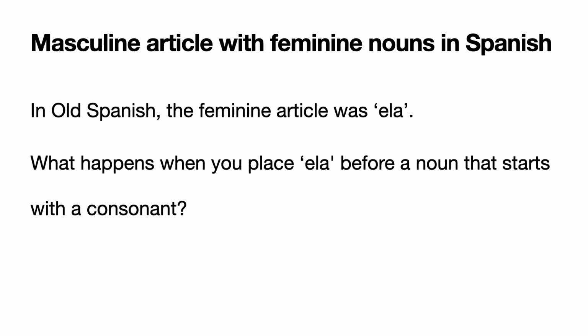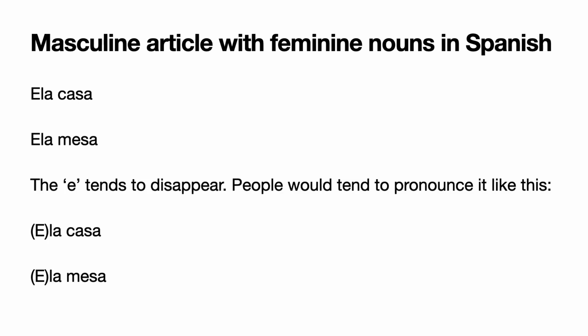In old Spanish, the feminine article was "ella." What happens when you place "ella" before a noun that starts with a consonant? Let's see some examples. "En la casa, en la mesa." The E tends to disappear. People would tend to pronounce it like this: "la casa, la mesa."